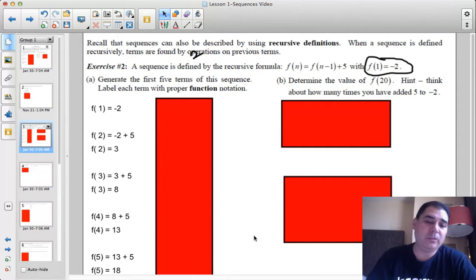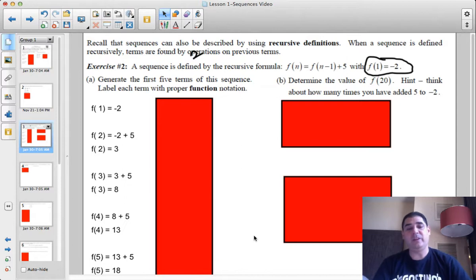Now, if I want the 20th term of the sequence, I can just keep on adding 5 because we figured out what the pattern is. -2, 3, 8, 13, 18, and you keep on going. Add 5 again, 23. Add 5 again, 28. You keep on going until you get the 20th term of the sequence.